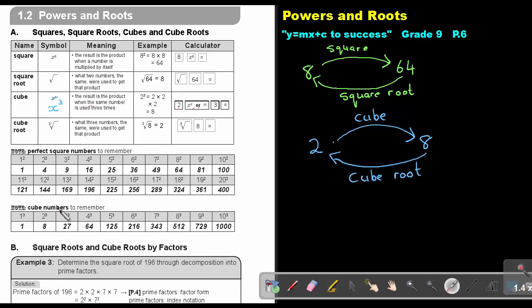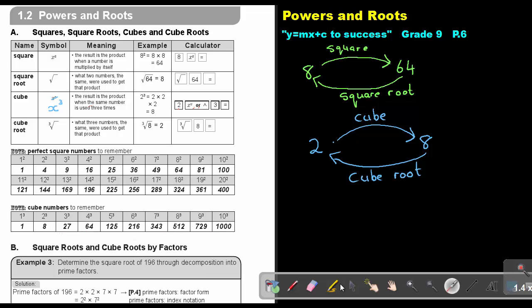The same with cube numbers. 1 times 1 times 1 is 1. 2 times 2 times 2 is 8. 3 times 3 times 3 is 27. So it's 1, 8, 27, 64, 125, 216, 343, 512, 729, and 1000. So at least memorize that pattern also.